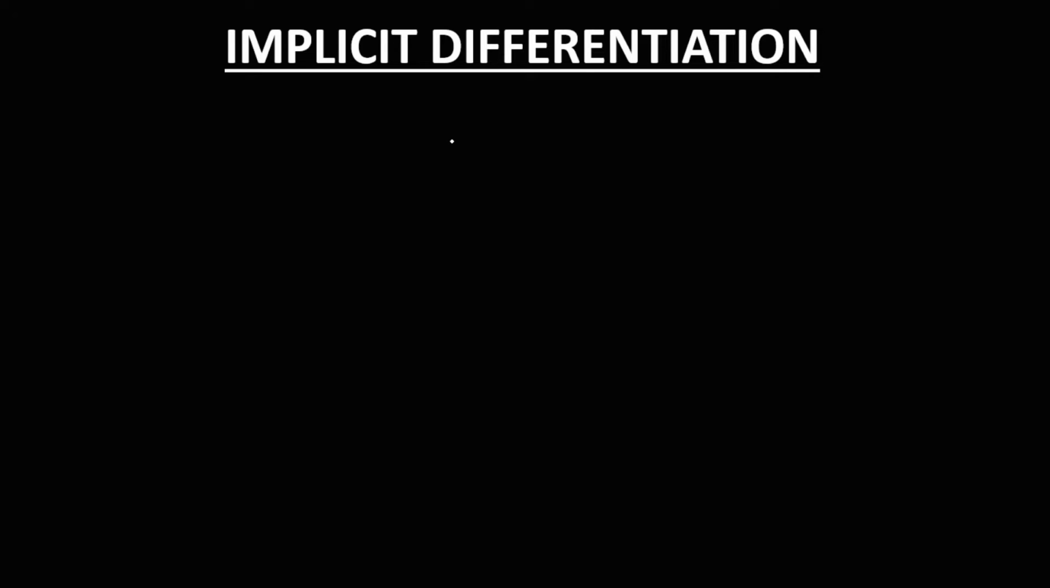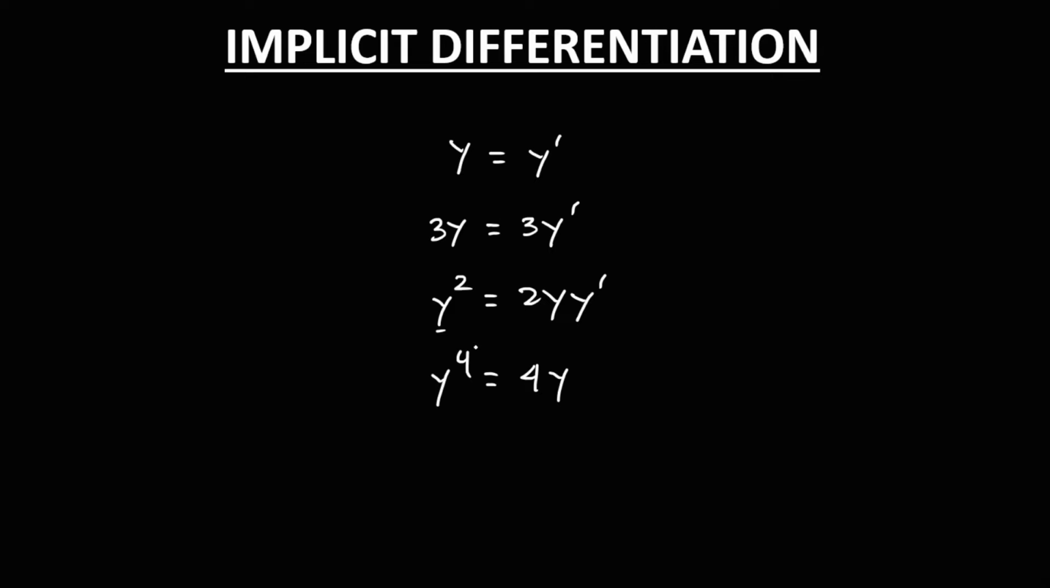So take note that the derivative of y, that's y prime, and the derivative of 3y is 3y prime. Then for y to the power 2, this one is 2y times the derivative of y, that's y prime. Then for y to the power 4, this one is 4y, then minus 1 for the exponent, to the power 3, times the derivative of y, that's y prime.